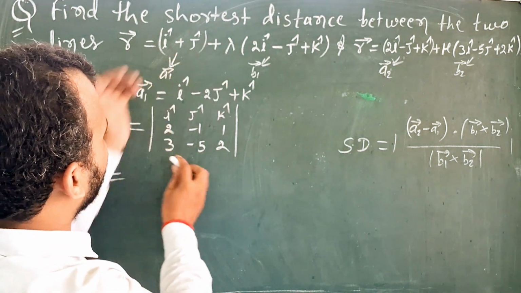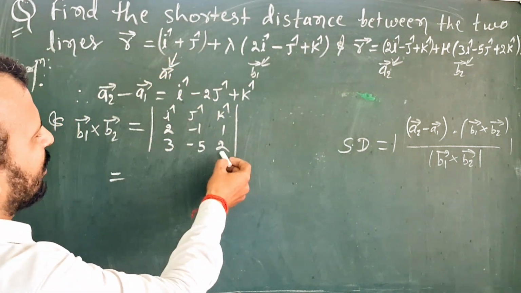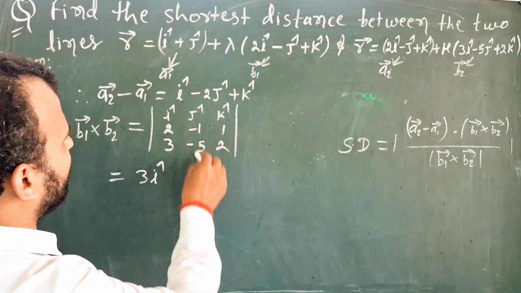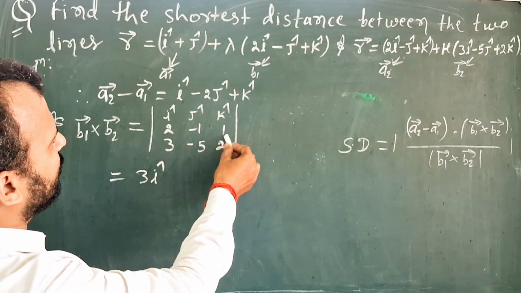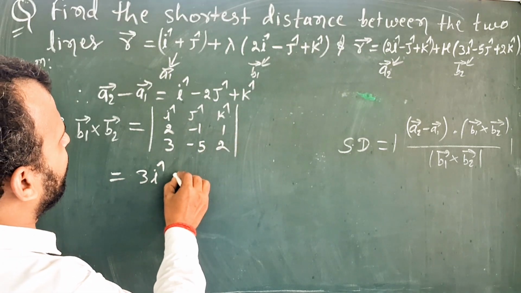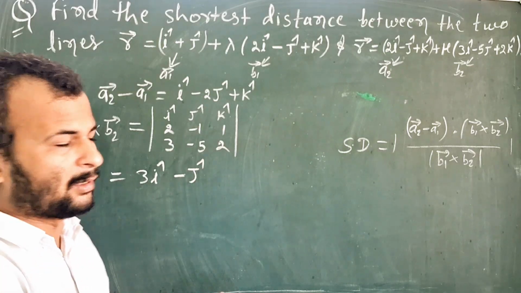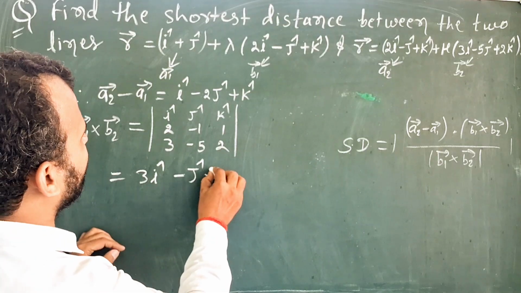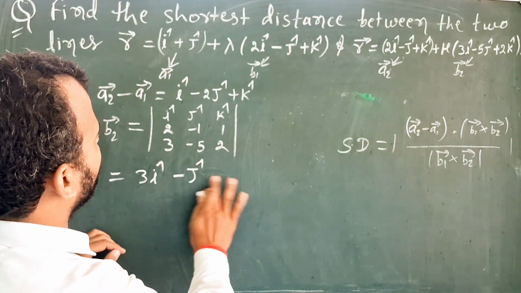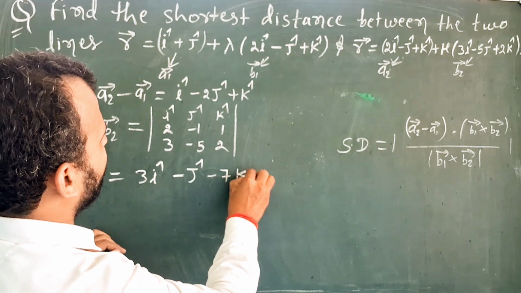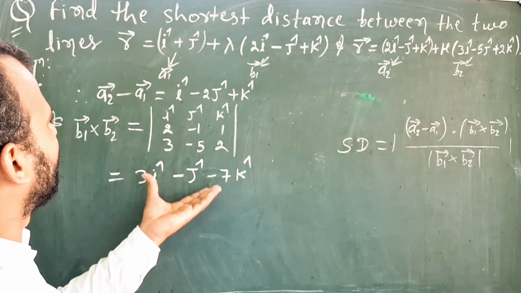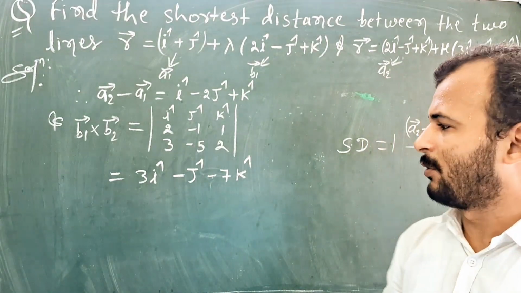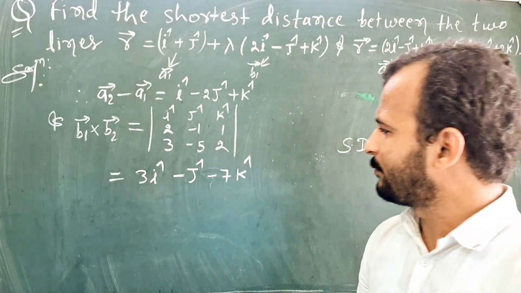If we eliminate these rows and columns, then we get minus 2 plus 5, which gives 3 i cap, and minus j cap times (4 minus 3), which is 1, and here we get k cap times (minus 10 plus 3), which means minus 7 k cap. You can find this by using the method of determinants. You know determinants from algebra.